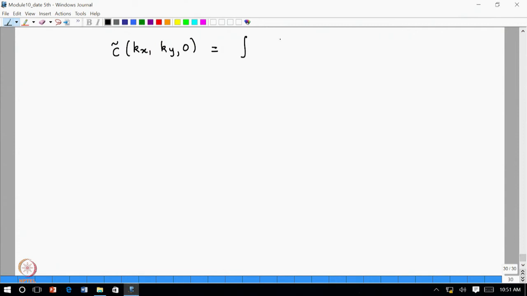So, this is the Fourier transform of the Fourier transform. So, you have c 0 delta x delta y e to the I k x x e to the I k y y, and you can put a 1 over square root of 2 pi if you want, minus infinity to plus infinity, you have 2 integrals dx dy, okay.